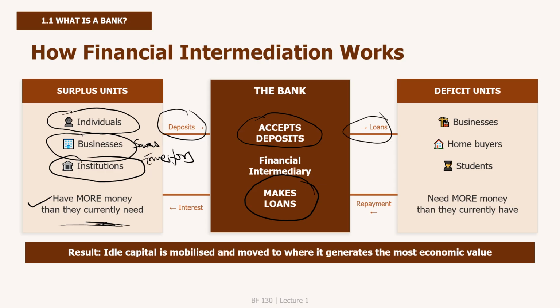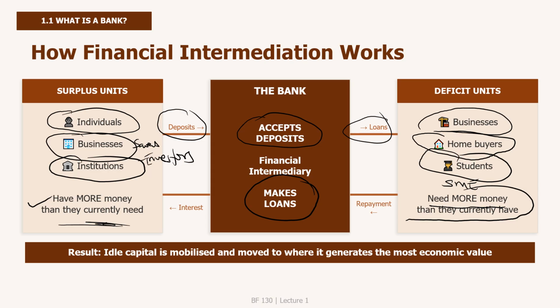And so these loans will go to the deficit unit. The deficit unit again can still be the businesses, the home buyers, the student somewhere, an SME, an entrepreneur somewhere, a company, even government. But what are we saying? We are saying that this unit needs more money than it currently has. And how do you know them? Usually these are borrowers, these are issuers, and so on and so forth.